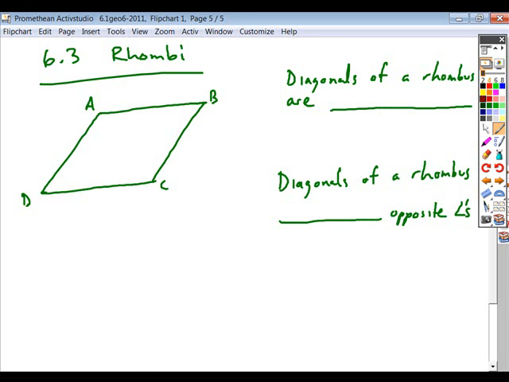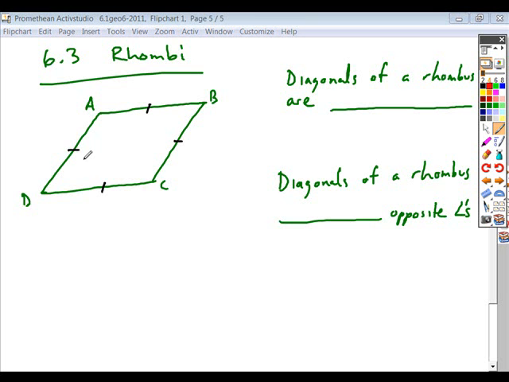Right. When you're looking at a rhombus, what do you know about opposite sides? Opposite sides are equal, and in a rhombus, all four sides are exactly the same, right? So you have four equal sides. It is still a parallelogram. So a couple things you know already.